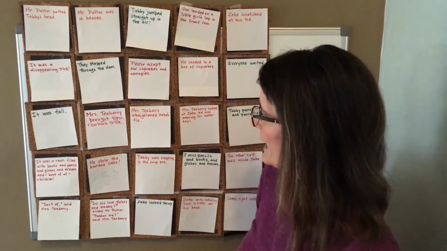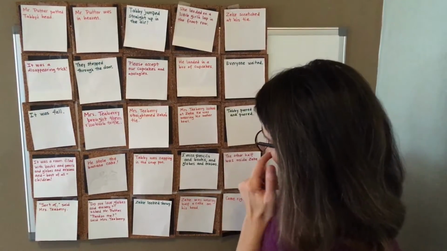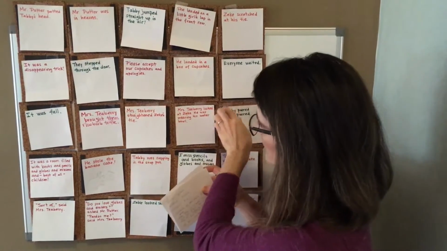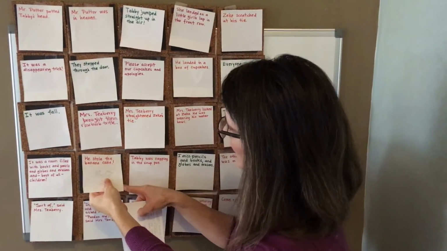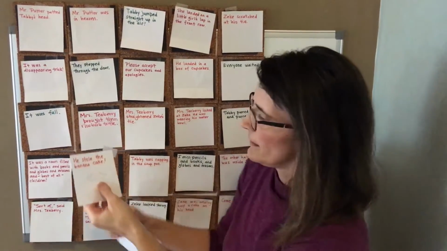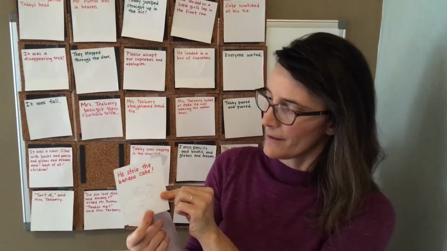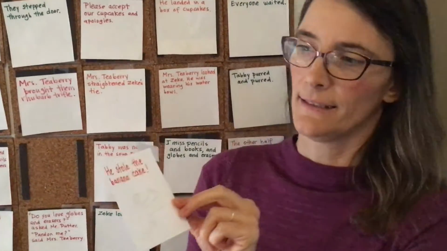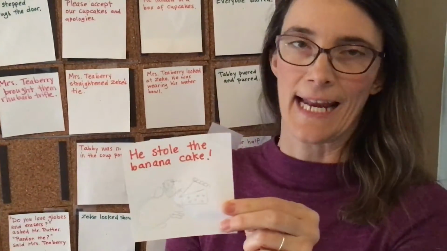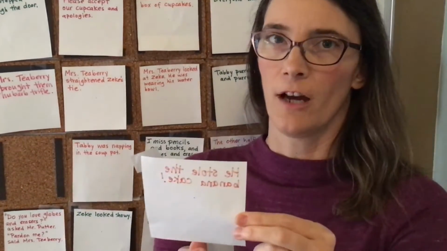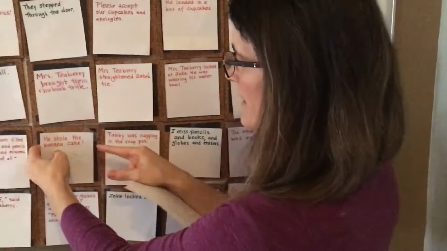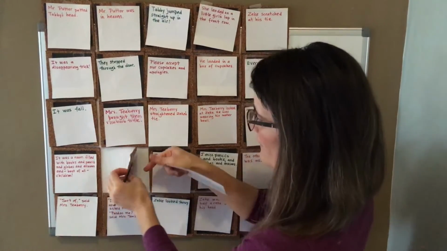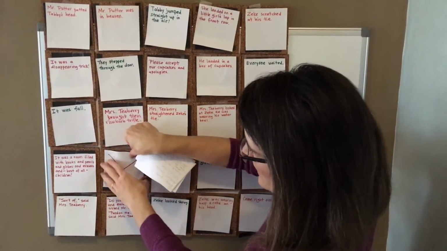So a student, coming up to the board, might take an easy one, let's try this one, or a medium hard one, and on the paper they can draw a small drawing of what they understand this sentence to mean. He stole the banana cake, and they could draw it here or they could draw it on the back. Then they come back to the board and turn it over to see if they found a battleship.